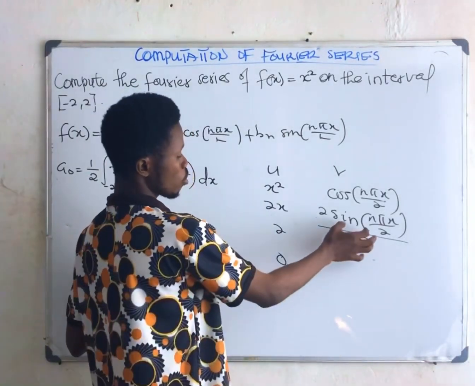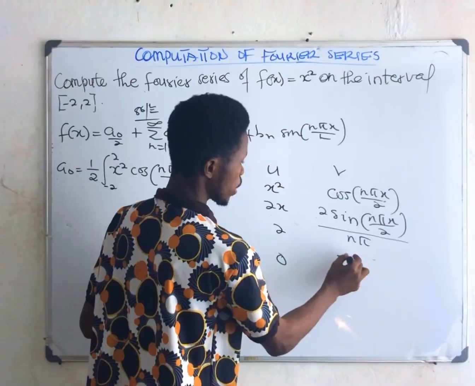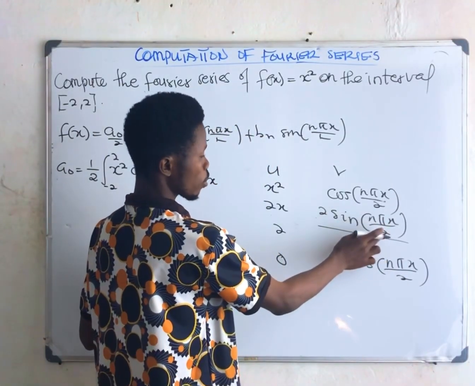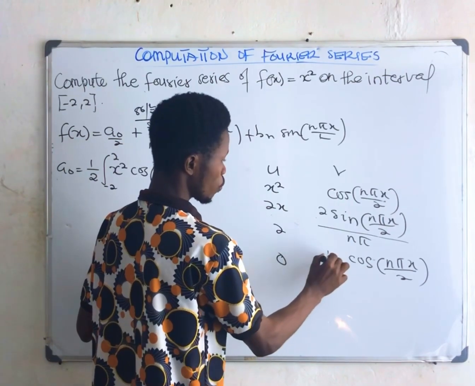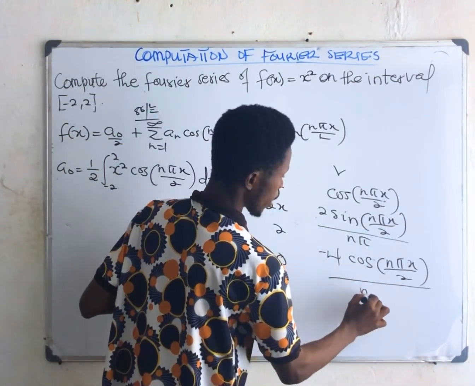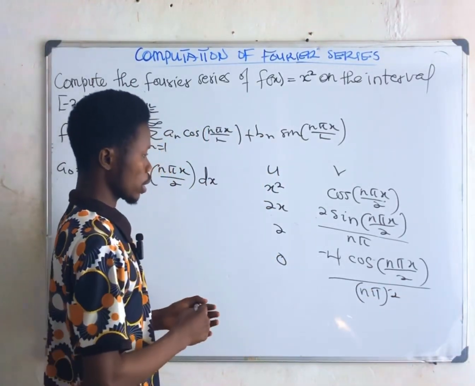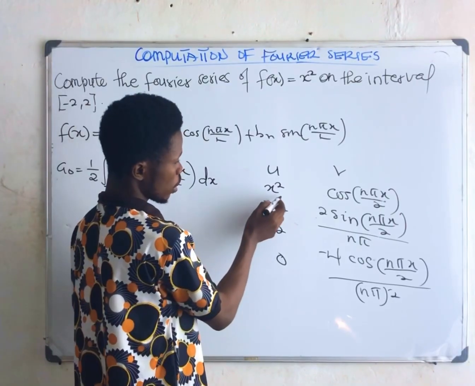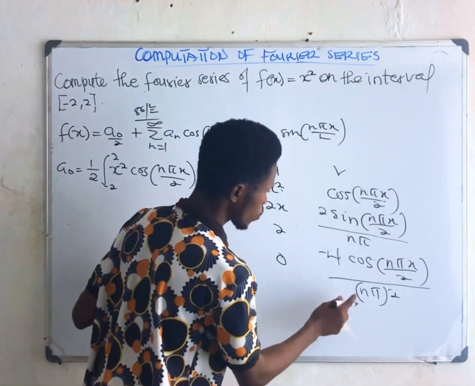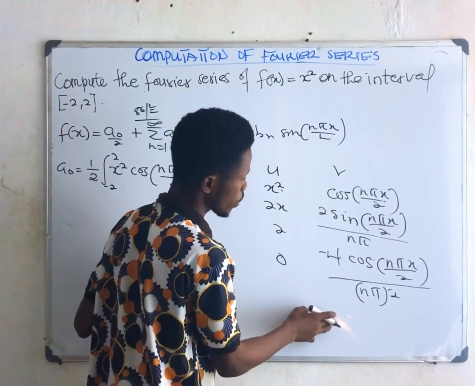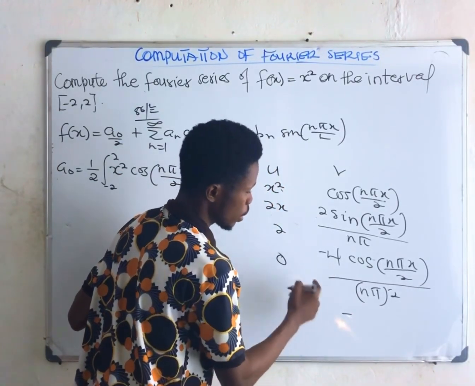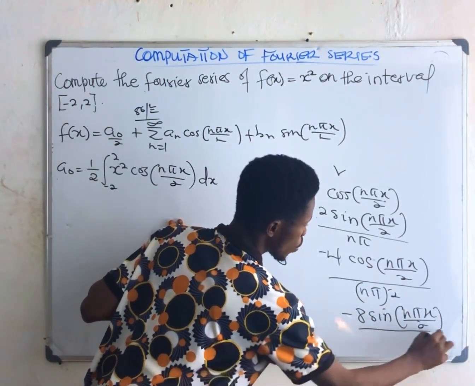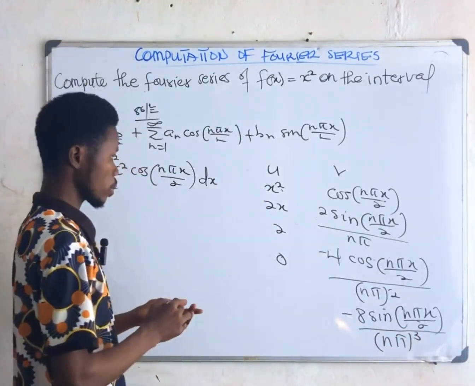The next one, I'm going to integrate this. If I integrate sine, I'll get cos, but it's negative cos n pi x over 2. If I differentiate the inside, I have n pi over 2, and there's 2 here, so I'm going to have negative 4, all divided by n pi squared. How many times did I differentiate this? 1, 2, so I go to the next one. If you differentiate 3 times, you also integrate 3 times. So the next one is negative 8 sine n pi x over 2, all divided by n pi cubed.